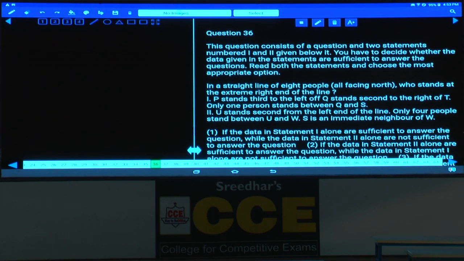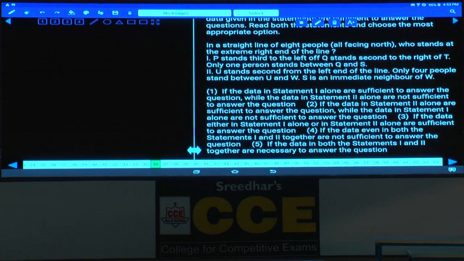Now question number 36. In a straight line of how many people? 8 people. 1, 2, 3, 4, 5, 6, 7, 8. 8 people are there. Who stands at the extreme right end of the line? Now the question is about the person who is seated at the extreme right end of the line. In order to identify that person, which statement is required?